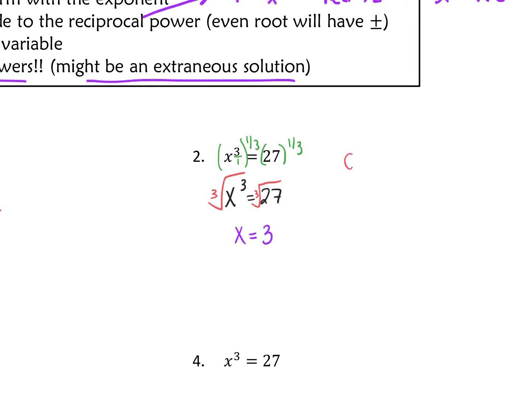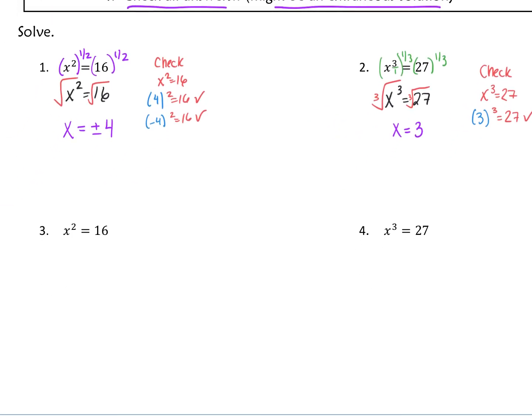If I were to check it, I'd put 3 in for x, and 3 cubed is 27. So either way, I wrote it twice here because I was going to show you the two ways on here, but basically either raising it to the reciprocal power or taking the root based on the power. Either way is going to help us solve.